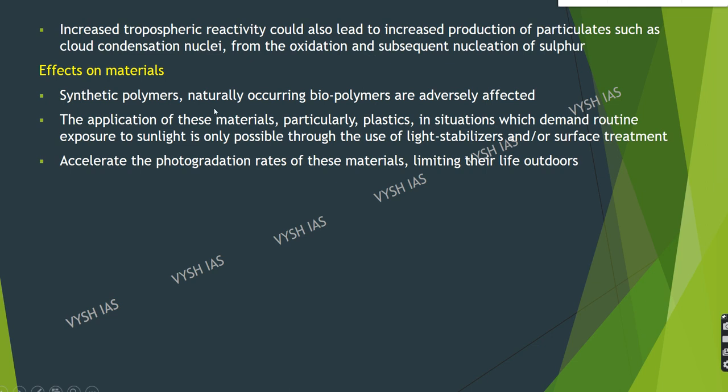Effects on materials. Synthetic polymers, naturally occurring biopolymers, as well as some other materials which are of commercial interest, are adversely affected by UV radiation. Application of these materials, particularly plastics, in situations which demand routine exposure to sunlight is only possible through the use of light stabilizers and/or surface treatment to protect them from sunlight. Increase in solar UVB radiation accelerates the photodegradation rates of these materials, limiting their life outdoors.